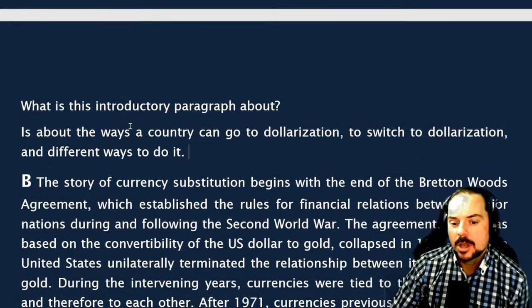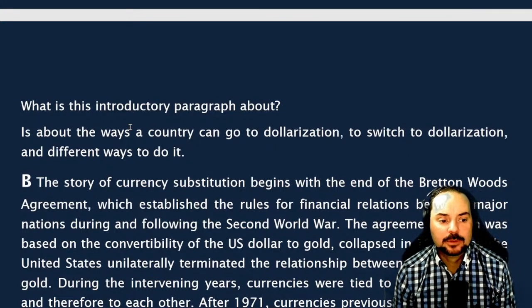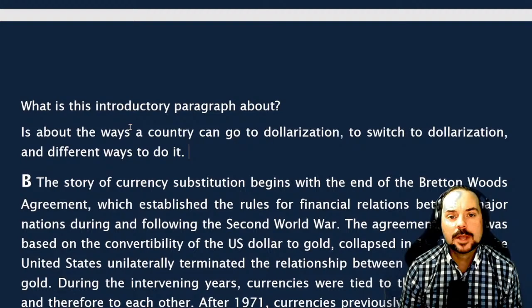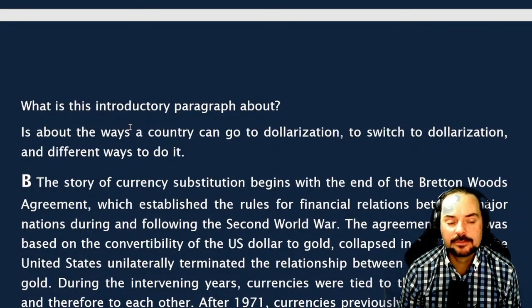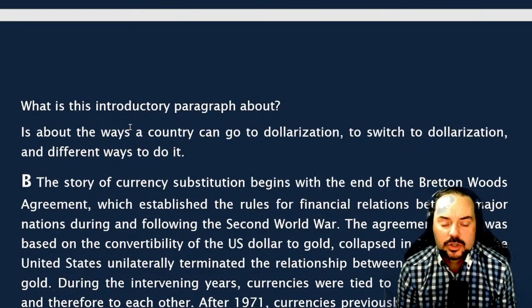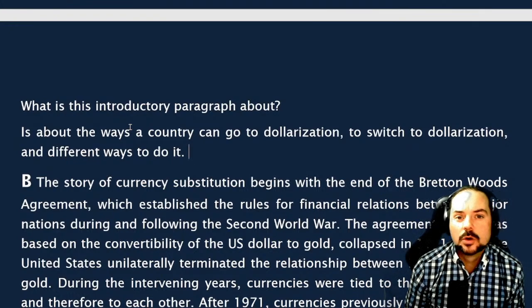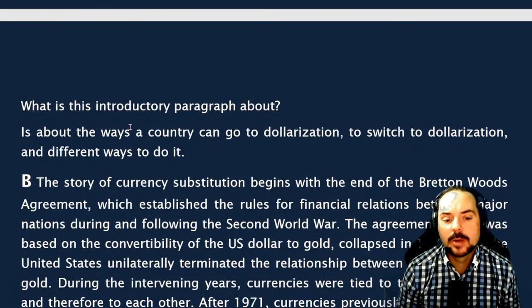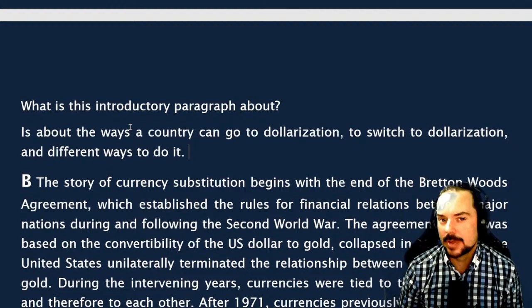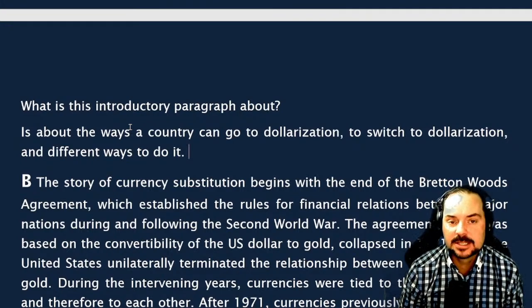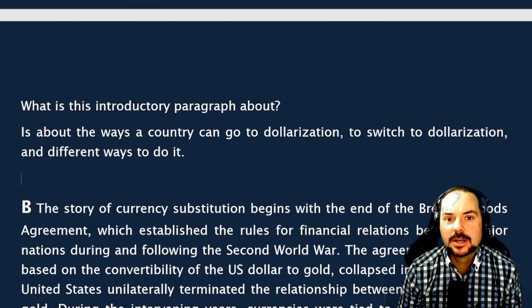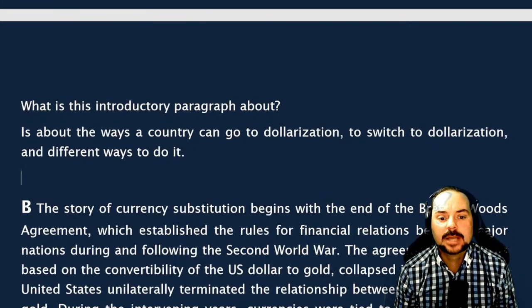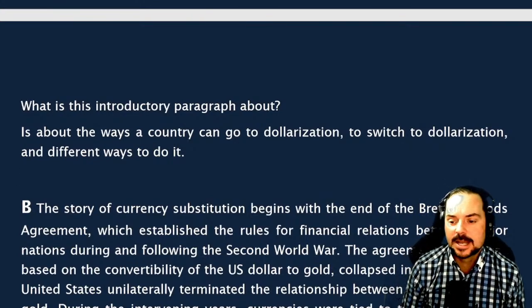Okay. All right, good. So you're not 100% happy with it. It's also, notice it's a bit wordy. So when your answer takes a lot of words, it's probably not the right answer. Okay, so you're giving a lot of information here. It's about the ways a country can go to dollarization, to switch to dollarization, different ways to do it. So you're not really summarizing here what the paragraph is about, but you're just reiterating it. You're restating it in several phrases. Try to give it another answer that you feel is maybe more concise and accurate.